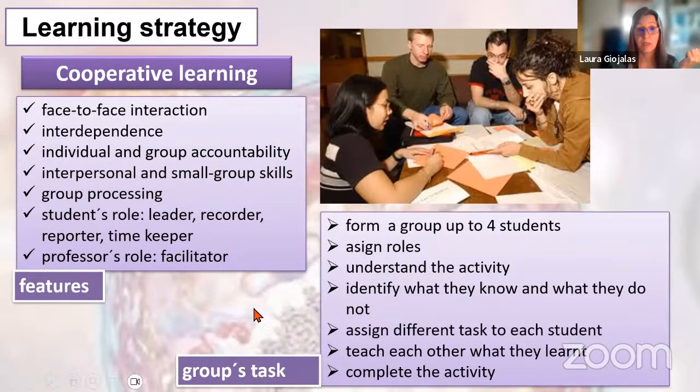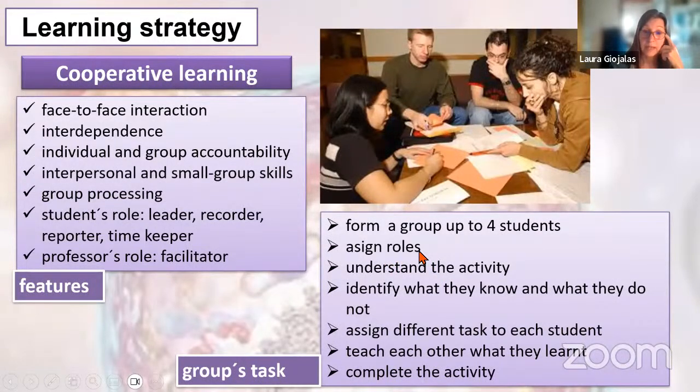And which is the way they work. First of all, they have to form a group of up to 4 students. This is the number of students that is ideally the best number. Of course, it depends on the number of students that you have in the class. Maybe you may have a 5-student group or a 3-student group. It depends on the total number of students. But 4 is the best number to work in this dynamic of group.